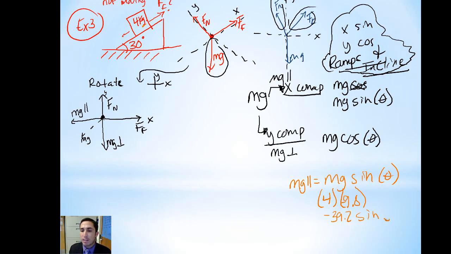Now we have sine of theta. Theta is the angle measure. How big is that angle right there? 30 degrees. So I'm going to put sine of 30. We type this in our calculator, negative 39.2 sine 30. Press enter, you get negative 19.6. Erase the negative because this vector is going in the left direction, which means it's already going to be negative, it'll be taken away. So your mg parallel is going to be 19.6 newtons.